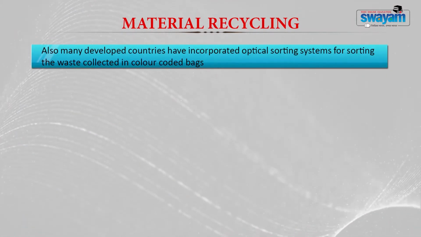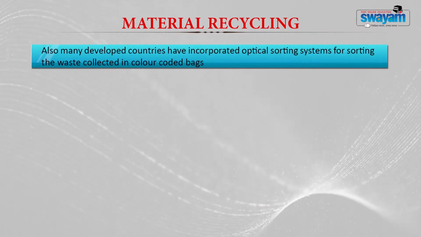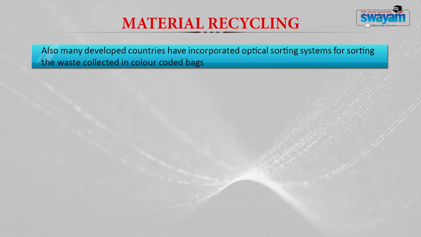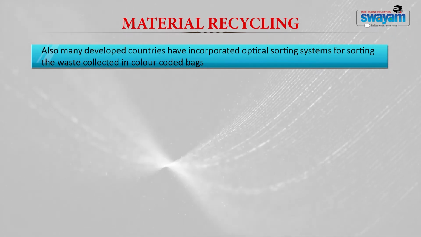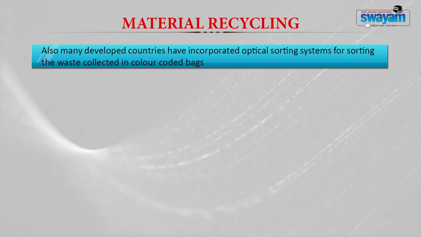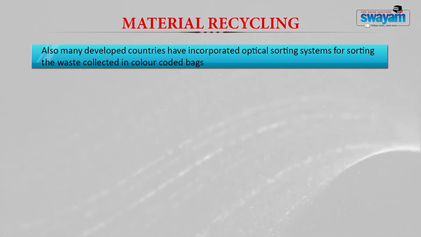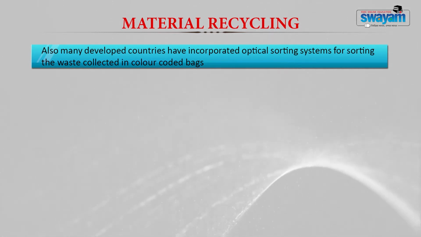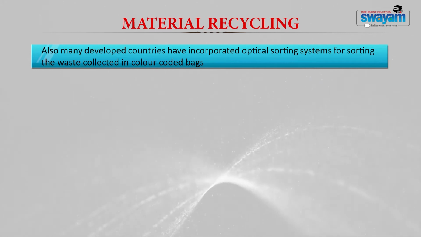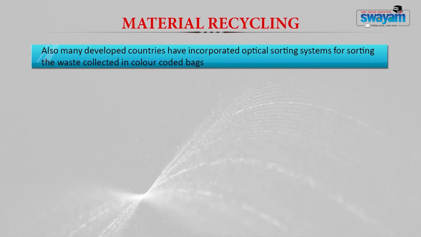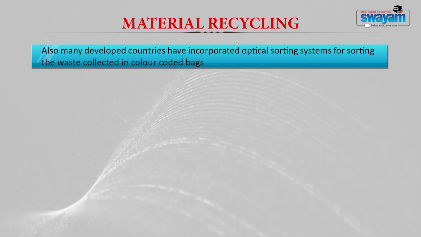Also, many developed countries have used optical sorting systems. Now, optical sorting is one of the recent systems where you use infrared radiations to sort out the materials, especially this is used for polymers. They have incorporated these optical sorting systems for sorting the waste collected in different color coded bags.